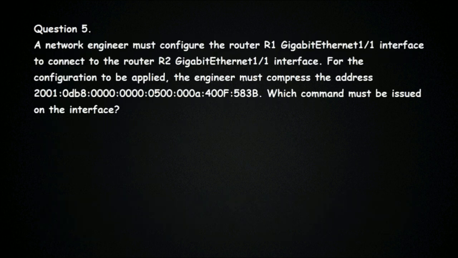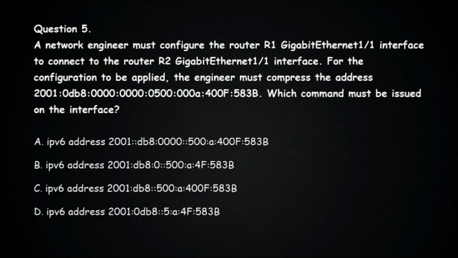Question 5. A network engineer must configure the router R1 Gigabit Ethernet 1/1 interface to connect to the router R2 Gigabit Ethernet 1/1 interface. For the configuration to be applied, the engineer must compress the address. Which command must be issued on the interface? Options. Correct answer is C.